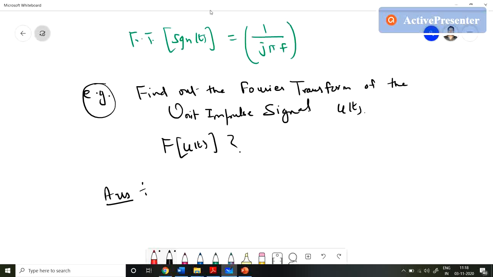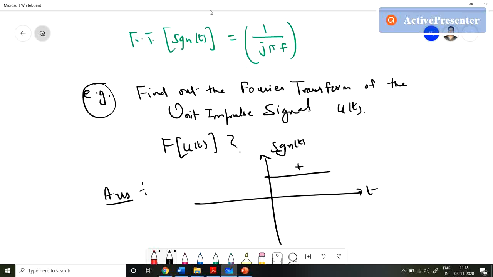So what is the relation between signum t and u(t)? Signum t is equal to +1 when t is greater than or equal to 0. It is -1 when t is less than 0. So this is the definition of signum t.